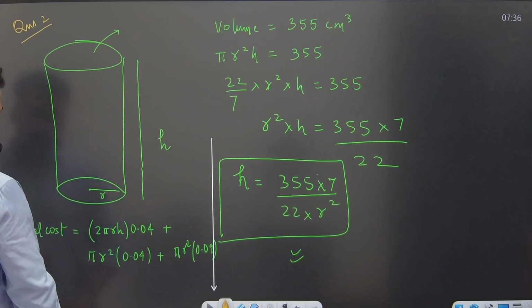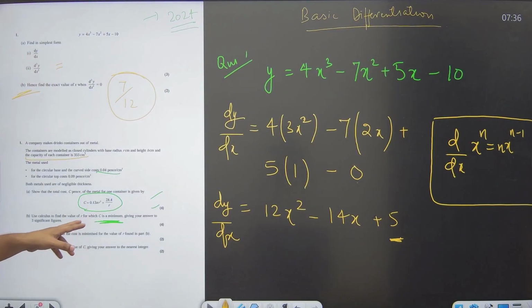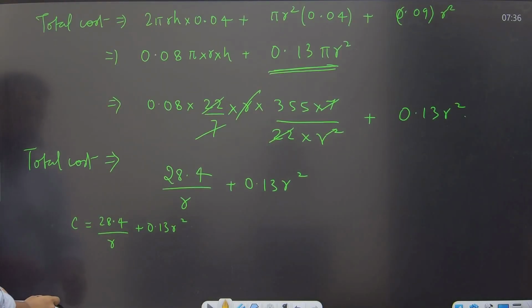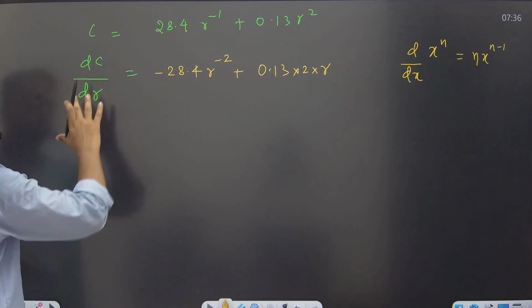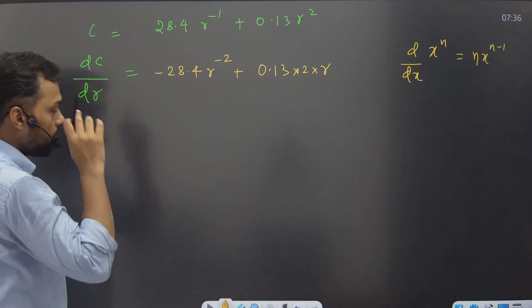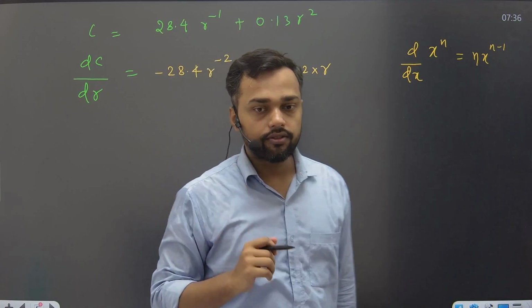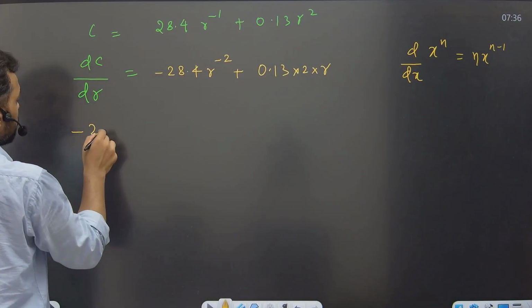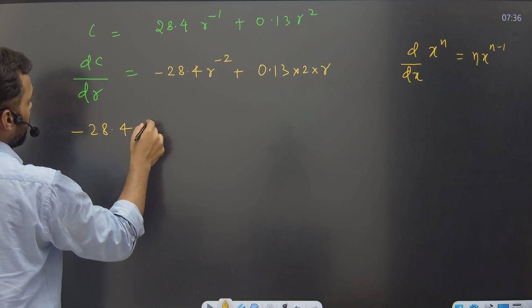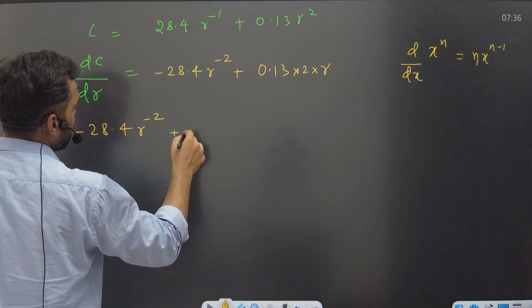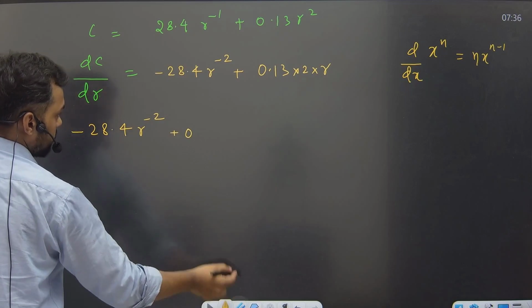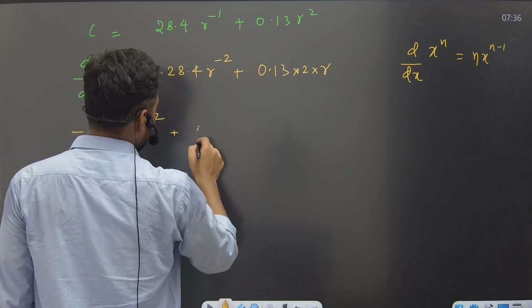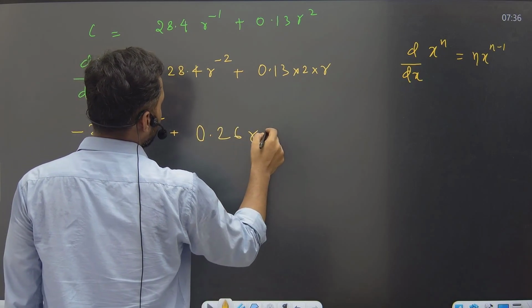Now in the question they have told us to find the value of r for which C is minimum, giving your answer to 3 significant figures. So we keep dC by dr as 0 to find the critical points. Substituting, we get negative 28.4 r^(-2) plus 0.26 r equals 0.